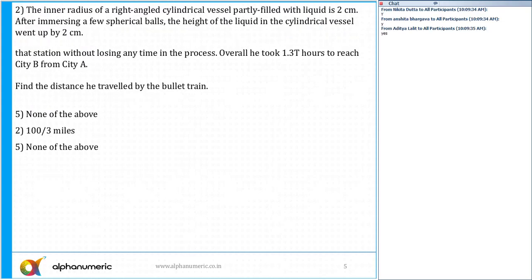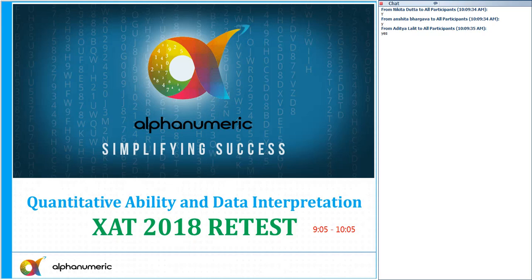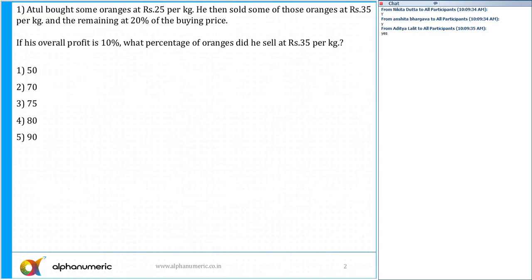All right. So let's start with the discussion of this paper, that 2018 retest here. The questions were not very difficult. Okay. So first question, can anyone tell me what is the answer for question number 1? That's right. Ansita has got the right answer. The correct answer is definitely option number 3. So a simple question. Let me discuss it quickly.